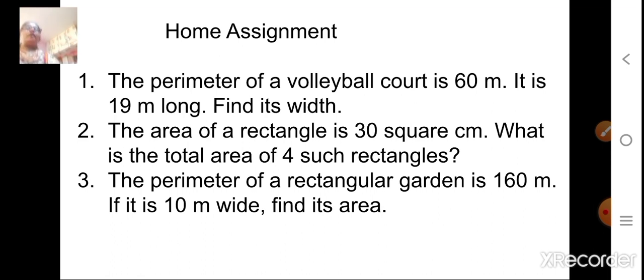These home assignment sums are to be done as your homework. Rest all the sums which are solved in this video are to be copied in your classwork notebook.